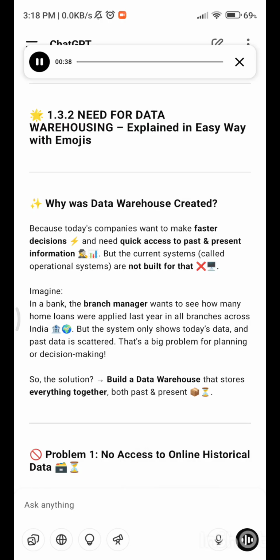1.3.2 Need for data warehousing, explained in easy way with emojis. Why was Data Warehouse created? Because today's companies want to make faster decisions and need quick access to past and present information. But the current systems, called operational systems, are not built for that. Imagine, in a bank, the branch manager wants to see how many home loans were applied last year in all branches across India. But the system only shows today's data, and past data is scattered. That's a big problem for planning or decision making. So the solution? Build a data warehouse that stores everything together, both past and present.